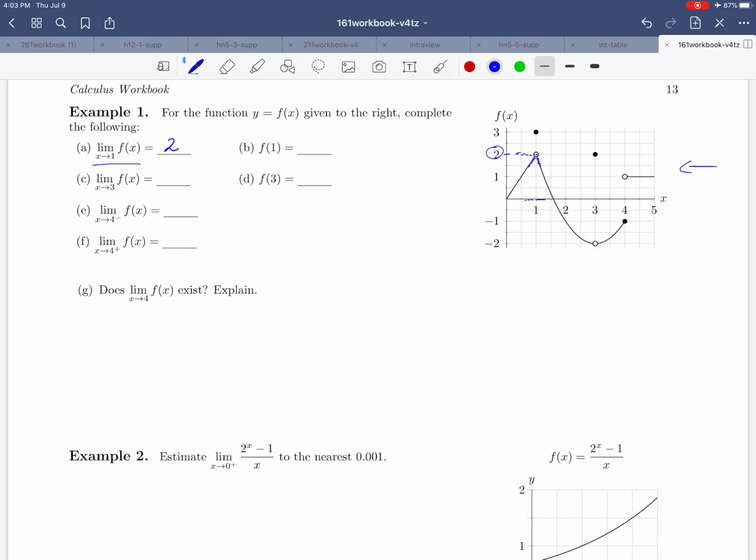What happens at 1? So part B is asking us, what is f of 1? And f of 1, that is given by our closed circle right here. So f of 1 is equal to 3.